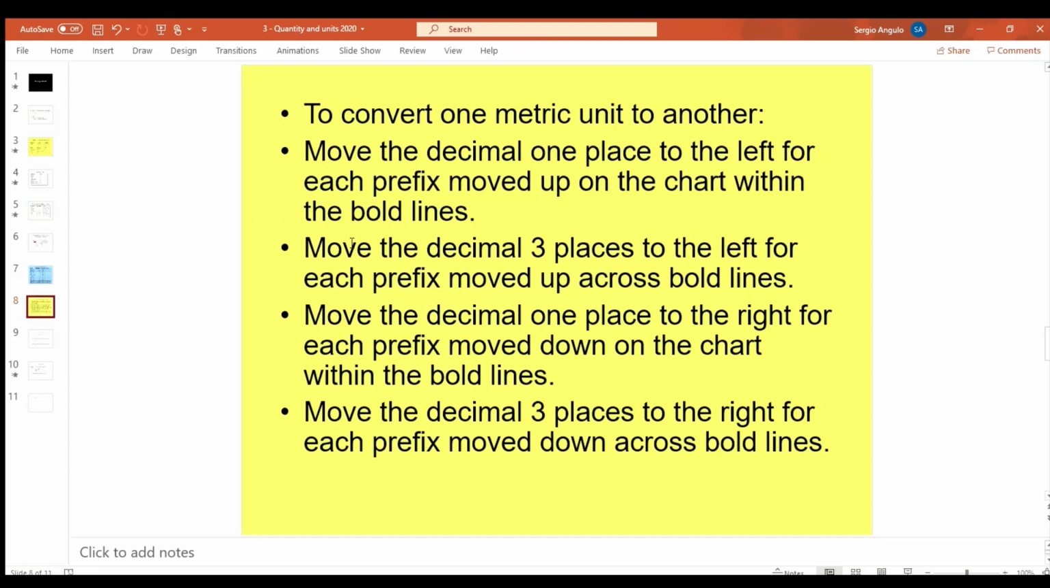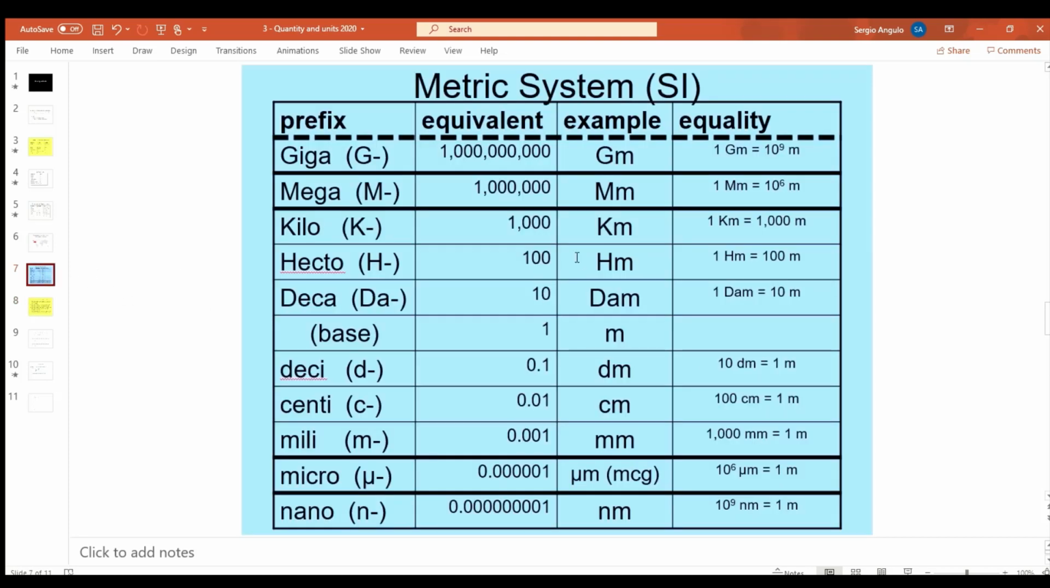Second rule is this third bullet point here. Move the decimal 3 places to the left for each prefix moved up across bold lines. You'll recall that I put bold lines here because it's not going up one. It's not just going up 10 as it crosses the bold line from kilo to mega, mega to giga, or even from nano to micro, micro to milli. We're actually going up by 1,000-fold. The unit is getting bigger by 1,000 times each time we cross this line.